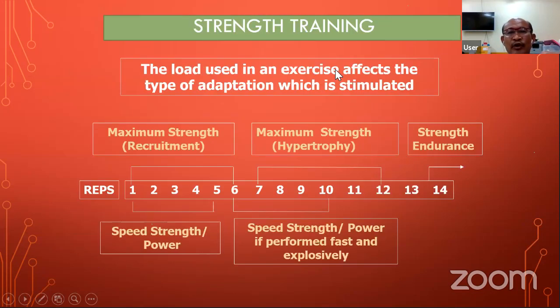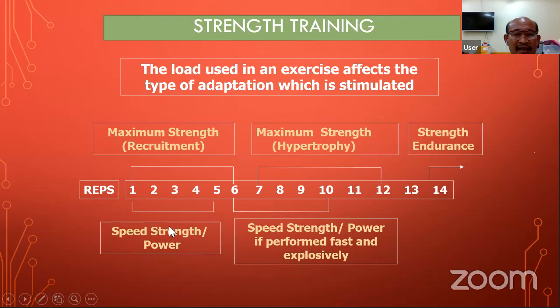Now we come to how the load used in an exercise affects the type of adaptation, which is the stimulus. If you want maximum strength recruitment, use less repetition and more resistance. Less repetition means not more than 6 repetitions. Mostly, if I want to do maximum strength training, I do 3 to 4 repetitions at 90%. We do 90% at 3 times. Maybe you do 87% at 4 times.